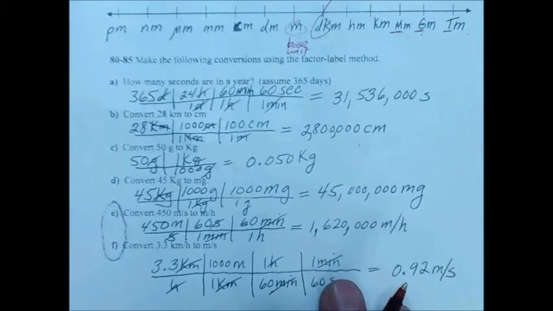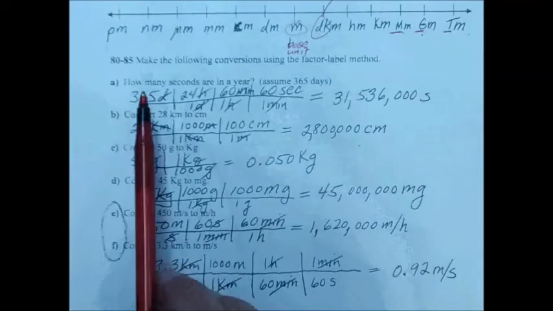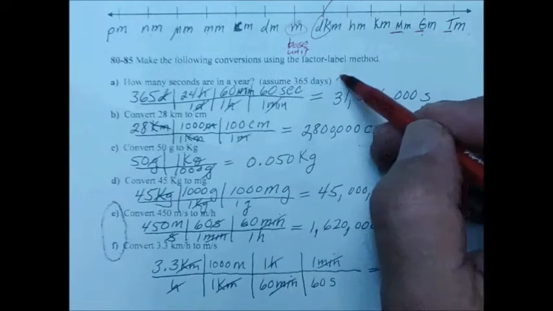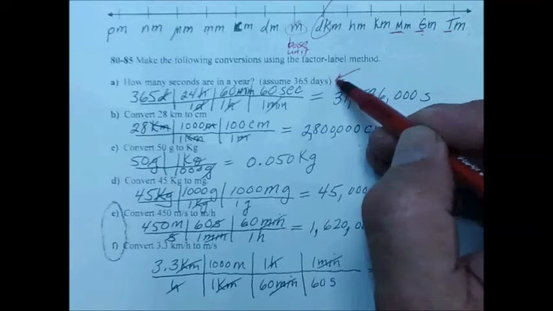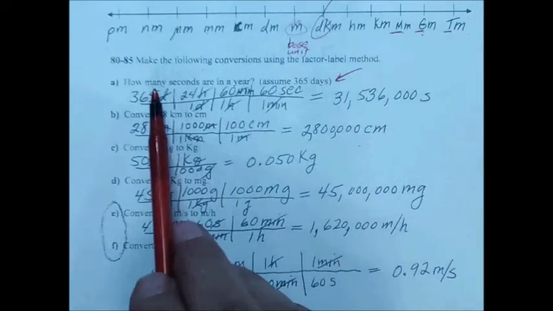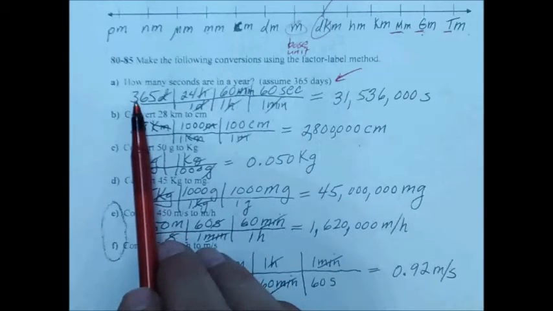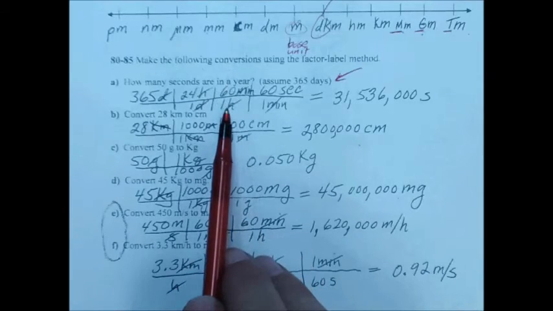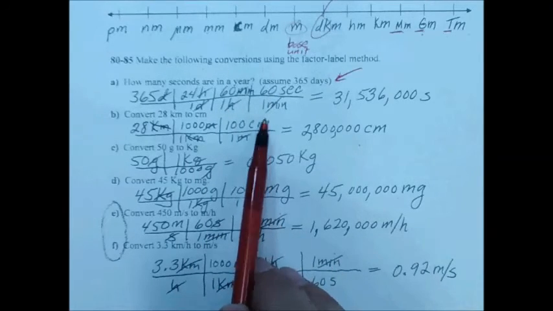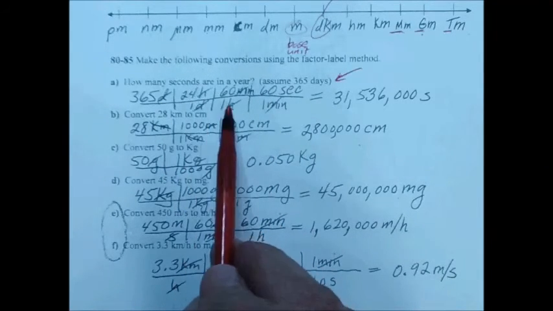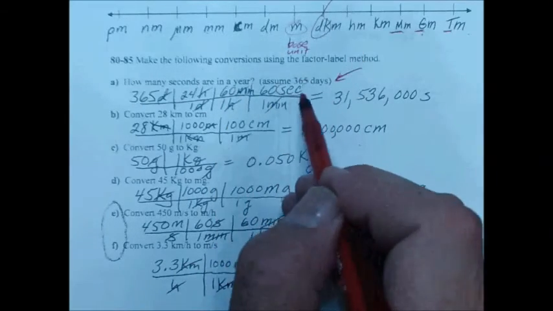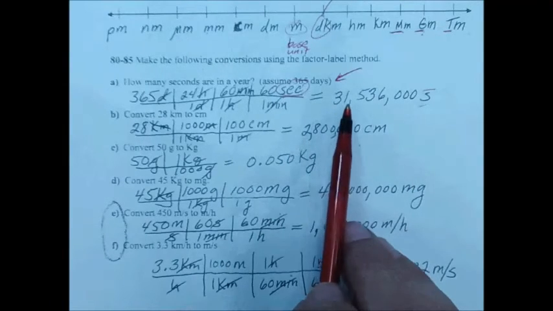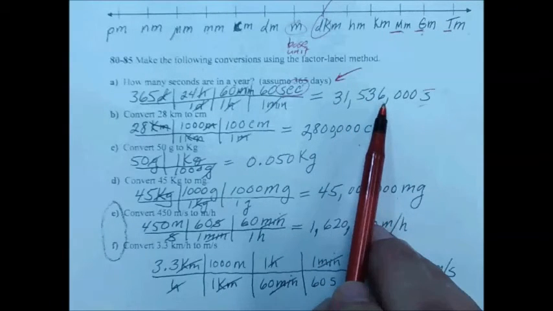Moving on to the next section, 80 through 85, the conversions. How many seconds in a year? So we're going to assume that a year is 365 days instead of what it actually is. But 365 days, 24 hours to a day, 60 minutes to an hour, and 60 seconds to a minute. So days cancels with days, hours with hours, minutes with minutes. It leaves us with the units of seconds. Written out sec, although right here the abbreviation is s. 31,536,000 seconds.